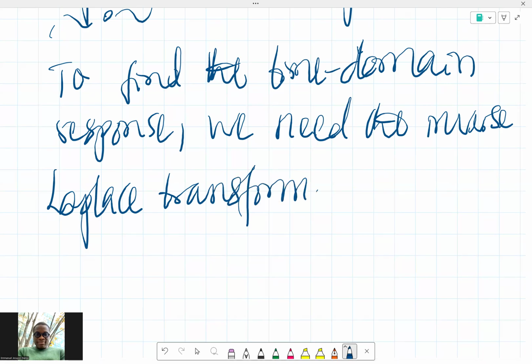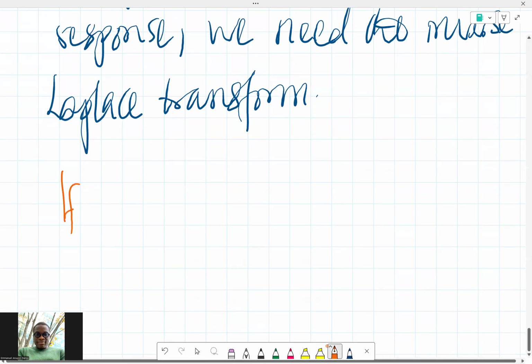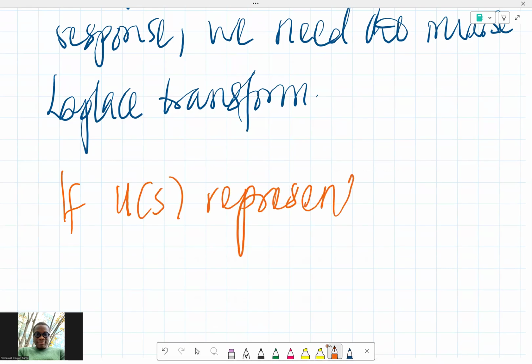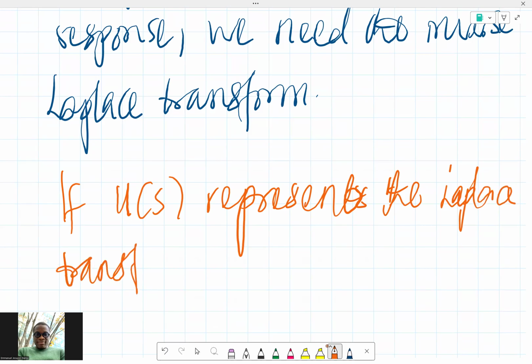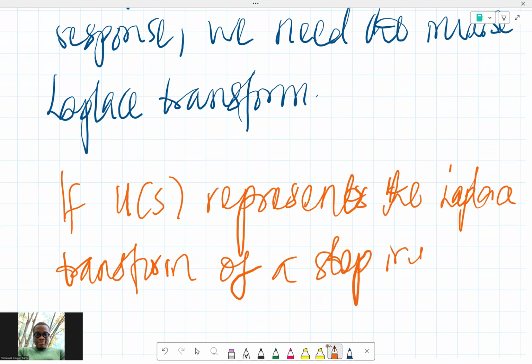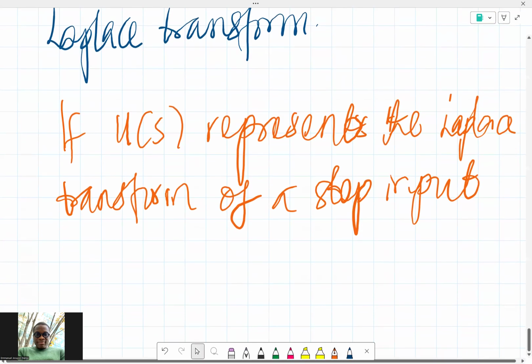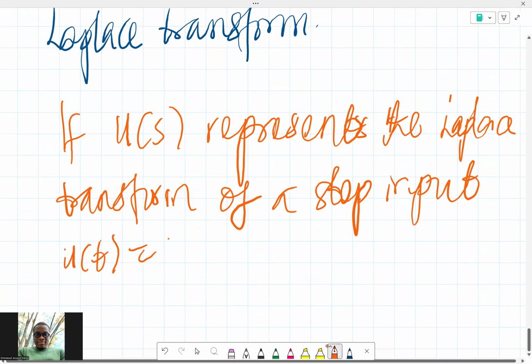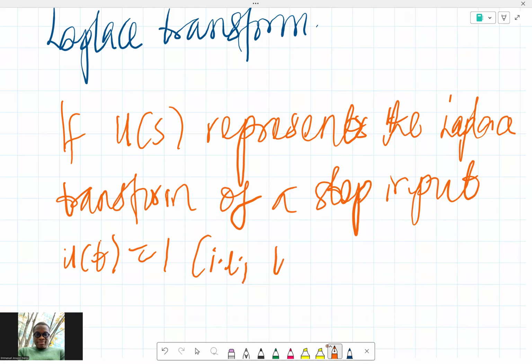Okay. So if U of s, the input, represents the Laplace transform of a step input, which is u of t equals 1, we now have U of s equals 1 over s.